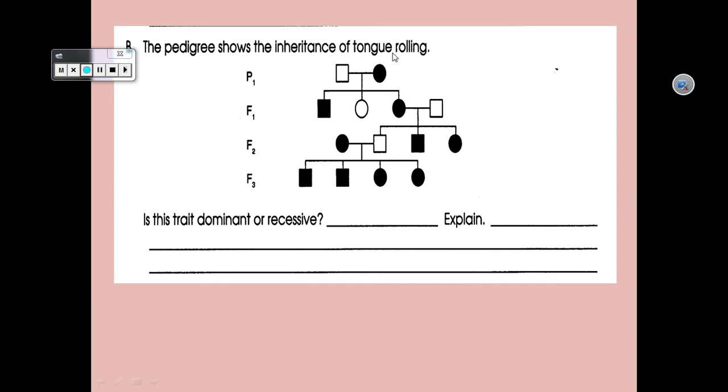Alright, this is looking at the trait for tongue rolling. Count how many females and how many males. Alright, so it's going to be 4 to 6. And I know there's a majority females. It's not exactly 50-50, but you have to understand that it's found in both sexes, both males and females, at a pretty high rate. So it's autosomal. This pedigree is autosomal.